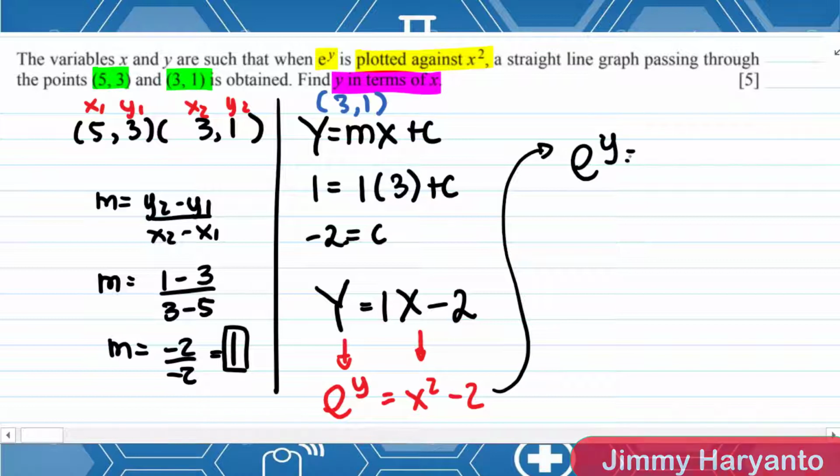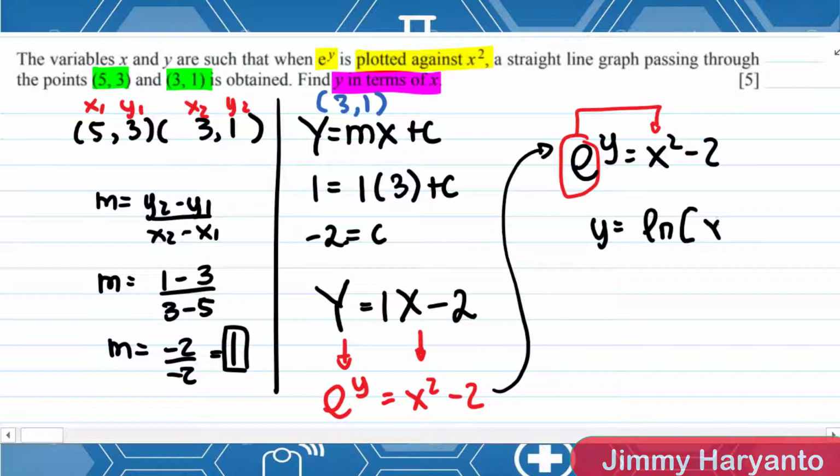e to the power of y equals x squared minus 2. You can move this e to the right side. When you move e to the power, it will be ln of x squared minus 2. There you go. Y in terms of x.